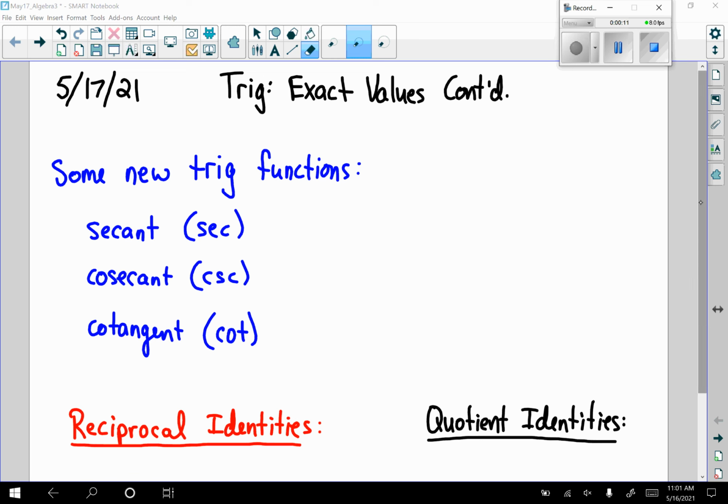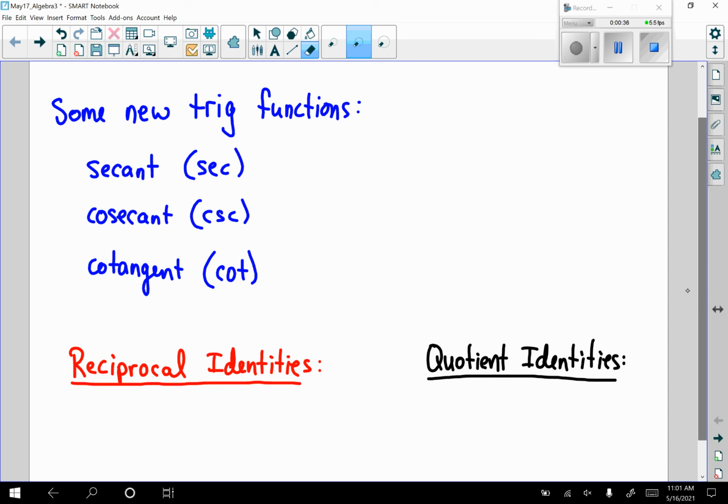So we're going to continue by looking at three other trig functions out there. So far we've looked at sine, cosine, and tangent, which you have seen since geometry. Here are the new trig functions and how we abbreviate them. We have secant as SEC, cosecant, CSC, and cotangent, COT. Now they're connected to sine, cosine, and tangent.